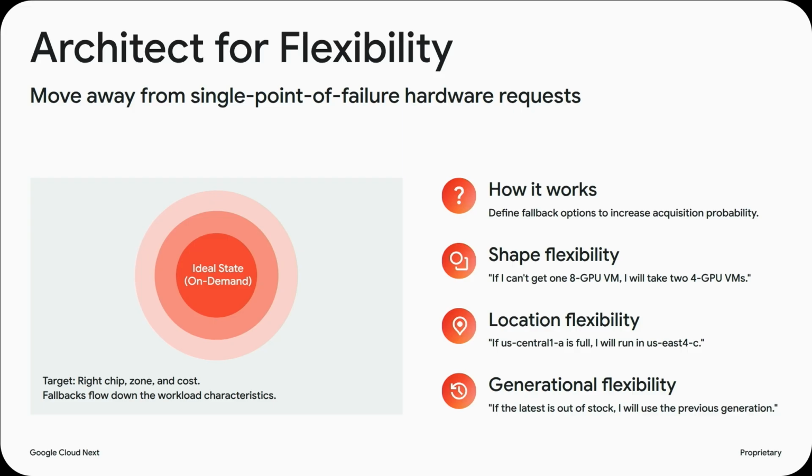Shape flexibility, like if you can't get a 8 GPU VM, configure your workload to accept 2 4 GPU VMs, if it's possible. Generational flexibility. If you can't get the latest C4 or A3 machine, fall back into C3 or the previous generation A2 machines. Location flexibility. If US Central 1 is running hot, try and fall back to US East 4 to get the same capacity. The goal here is to define the intent and let the system find out the right capacity in the right zone at the right price for you and make it work.